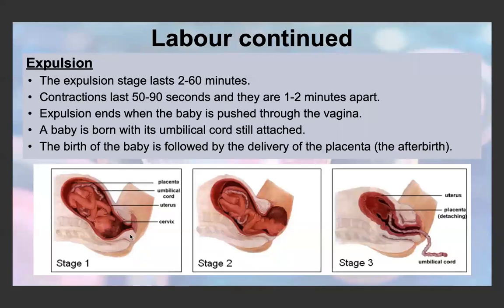Expulsion is, of course, when the baby is expelled and born, and it usually lasts 2 to 60 minutes. Contractions are 50 to 90 seconds long and 1 to 2 minutes apart. So expulsion ends when the baby is pushed through the vagina or the birth canal, and the baby is born with its umbilical cord still attached, and then the doctors will cut the umbilical cord. After the baby is born, the placenta is also delivered. People often call it the afterbirth.